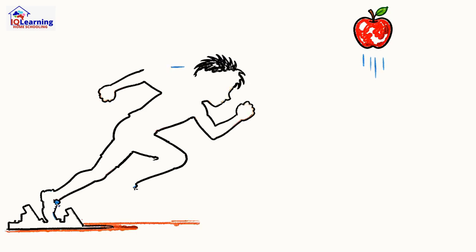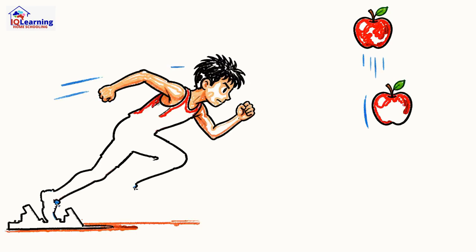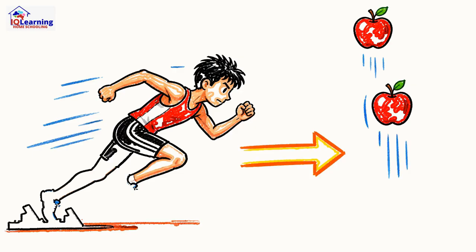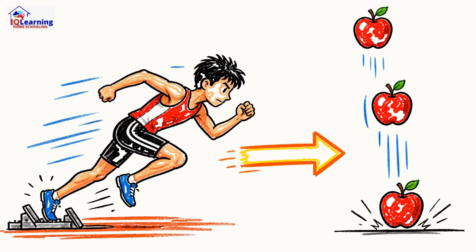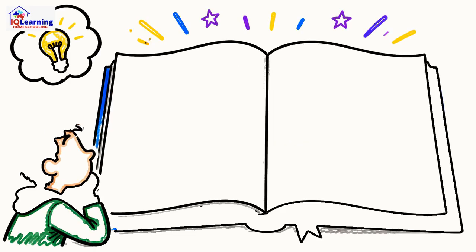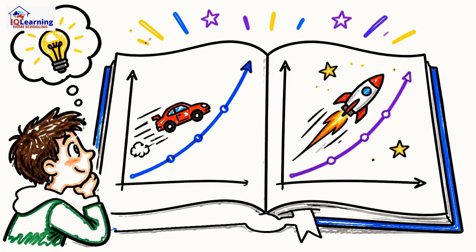Almost nothing in the universe moves at a perfectly constant speed. A sprinter explodes from the blocks. A falling apple gathers speed. This change is called acceleration, but the real magic is in how we can see it. Think of motion graphs as stories.